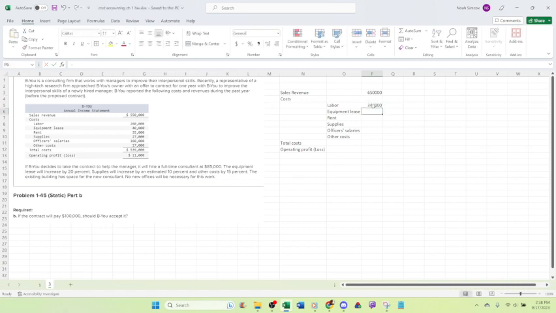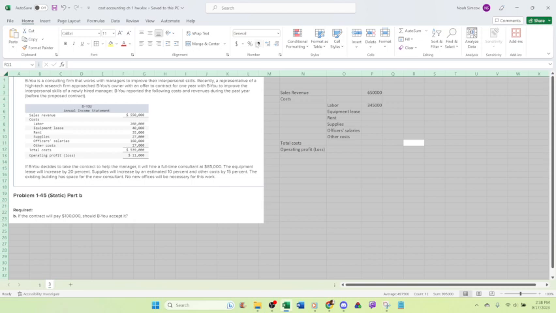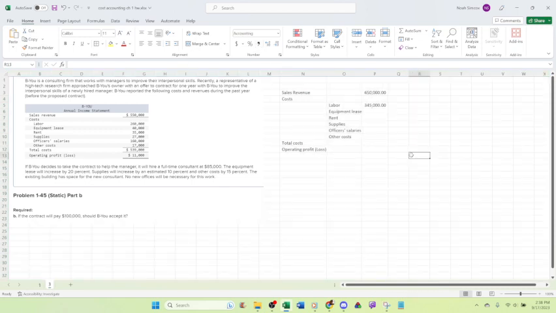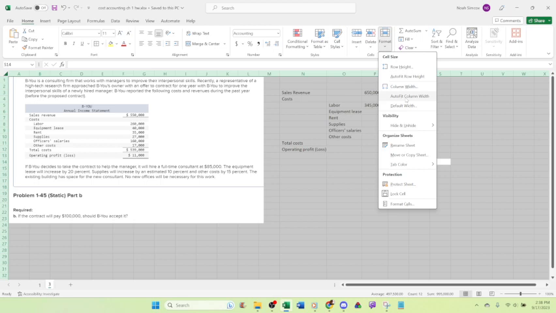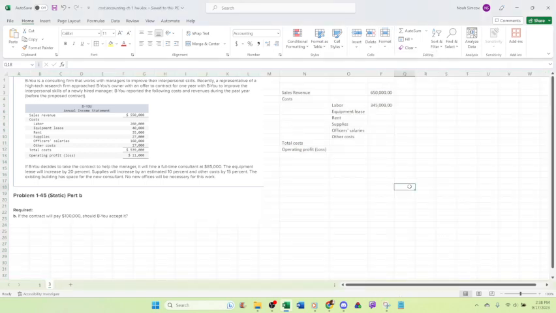And then equipment lease. Are you kidding me, dude? They're still doing this. Just automatically fit to fit the cell, dude. Like, why? That's so annoying.